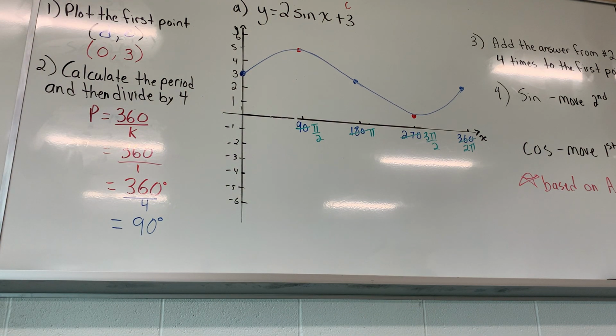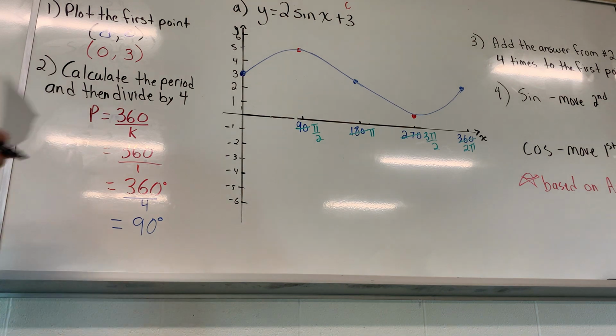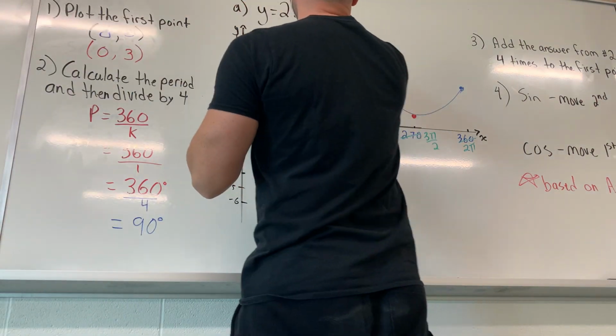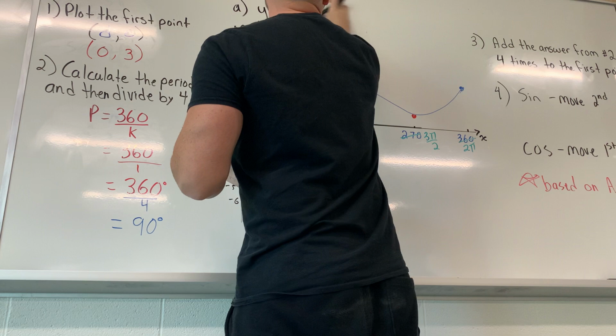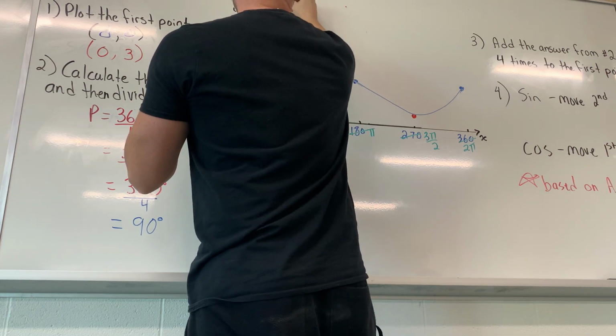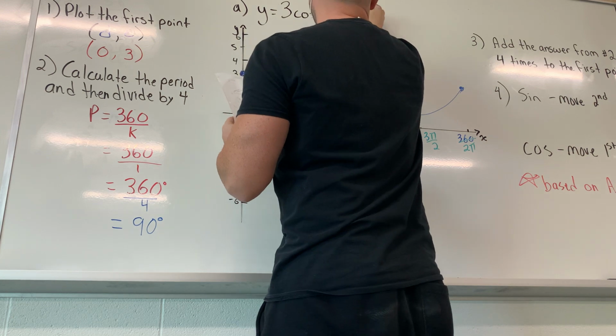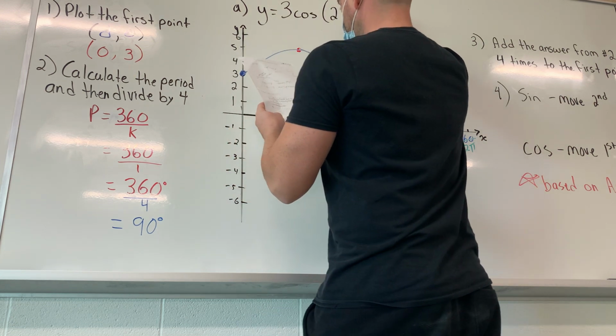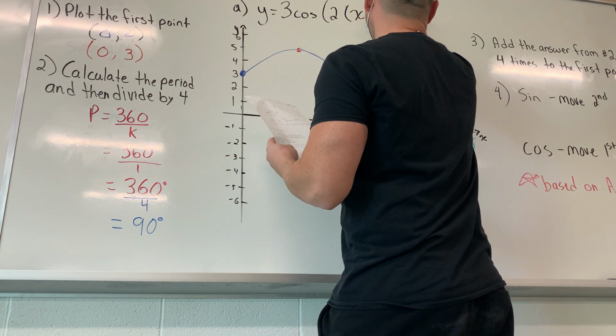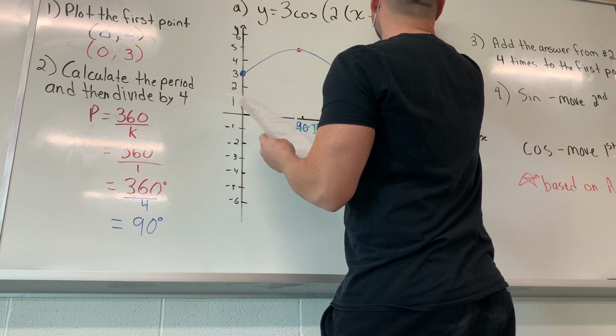We'll do one. I'm gonna do another 3, so you guys are comfortable with this. I'll give you all different situations. So let's go next. 3 cos 2 x minus pi over 2 minus 1.